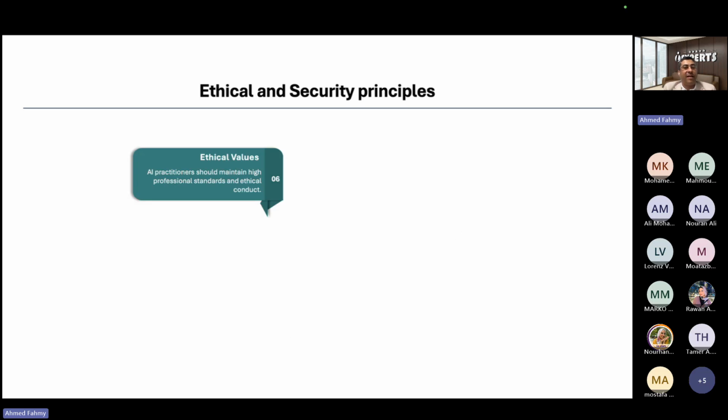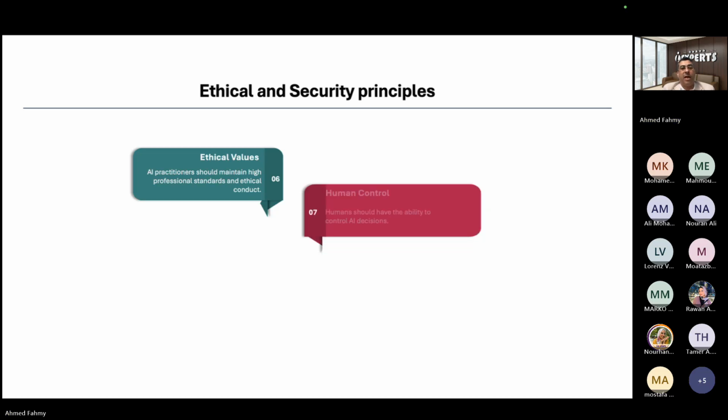Number 6 is the ethical values, which, as we discussed, means that AI solutions must not be used to harm humanity or humans. So using AI systems to, let's say, attack or exploit different vulnerabilities should be refrained from. Using AI solutions to kill humans shouldn't exist, and so on and so forth.